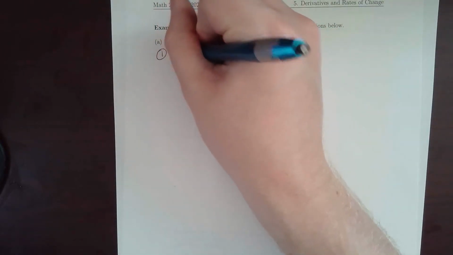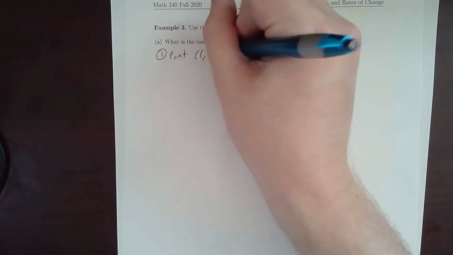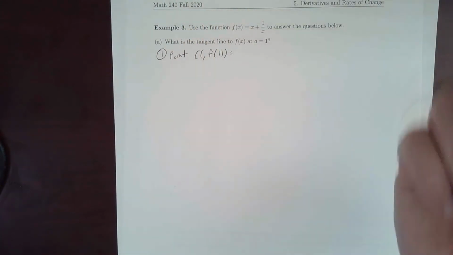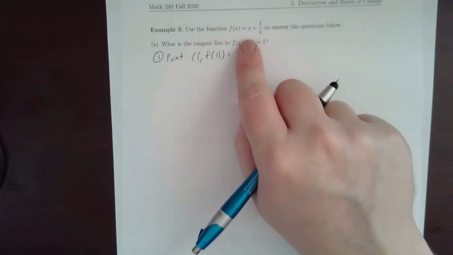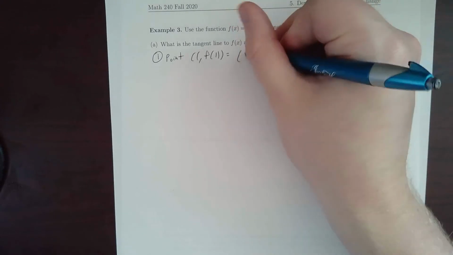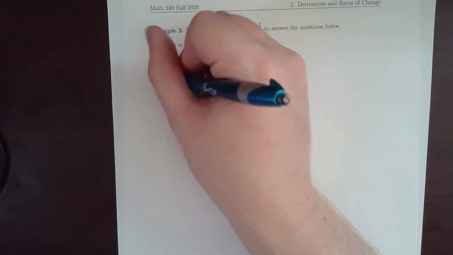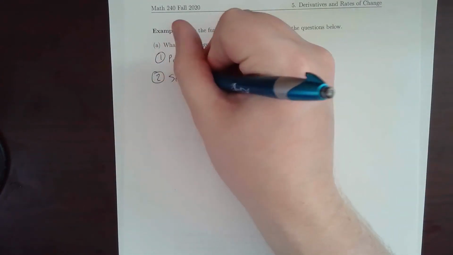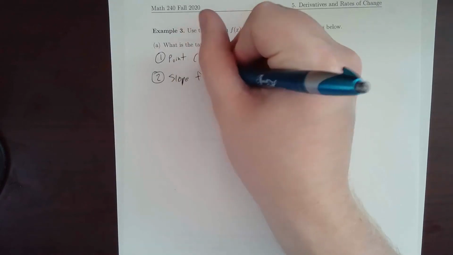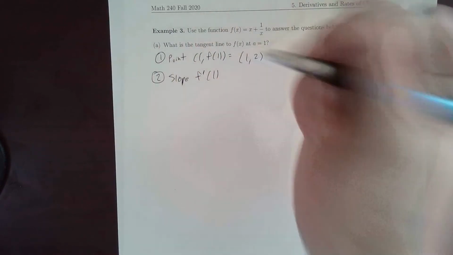So first thing we want to do is recognize the things we need to find. We want the point 1, f of 1. And so when we look for f of 1, we see that this will be 1 plus 1 over 1, so we have the point (1, 2) for our line. The other thing that we have to look at is we also need to find the slope, f prime of 1.